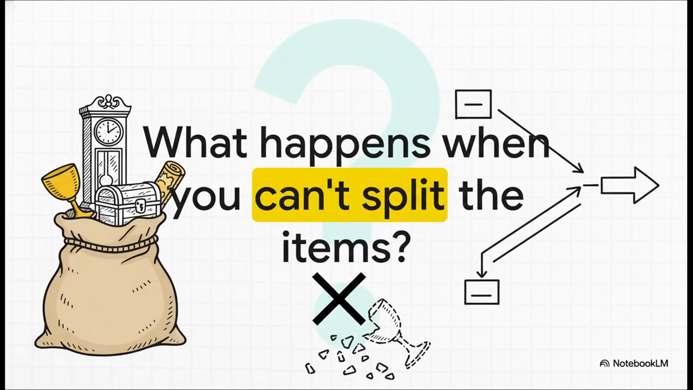So, our greedy strategy worked perfectly, but only because we could take fractions of items. So let me leave you with this. What if you couldn't? What if it was all or nothing for each item? Suddenly, our clever, greedy approach fails, and the problem becomes drastically harder to solve. And that, well, that's a puzzle for another day.